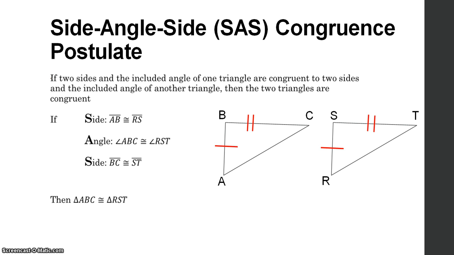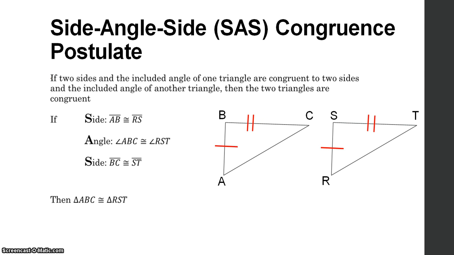So now that we know the included angle, we have our side angle side congruence postulate, which says if two sides and the included angle of one triangle are congruent to two sides and the included angle of another triangle, then those two triangles are congruent. So in this specific case here, we're talking about segment AB is congruent to segment RS. We know that BC is congruent to ST, and the specific angles we're referencing are angles B and S. That has to be the angle that's in between the two sides that we're talking about.